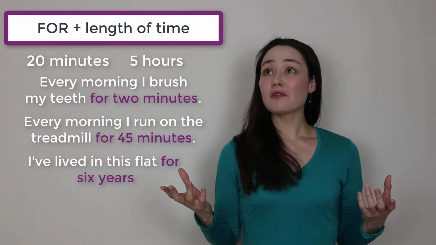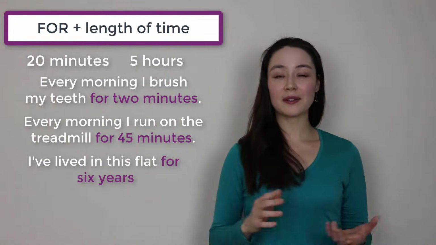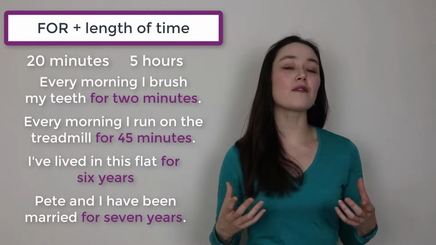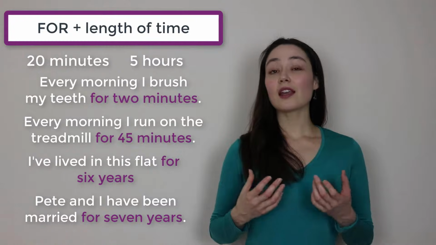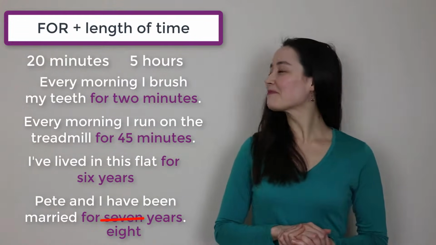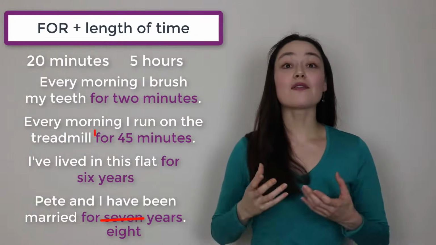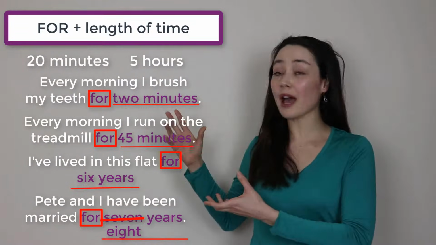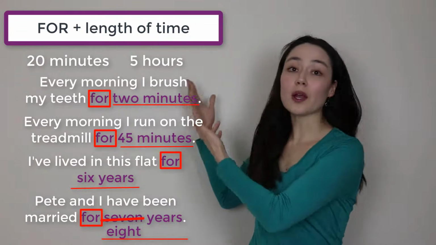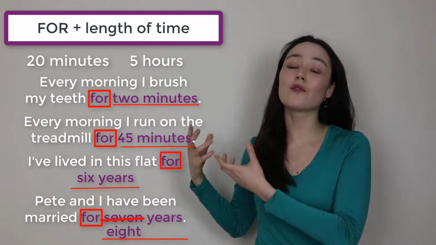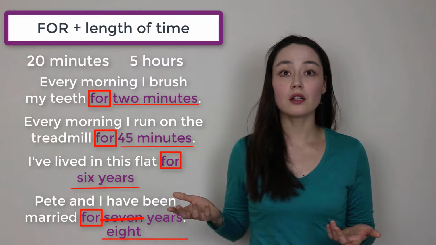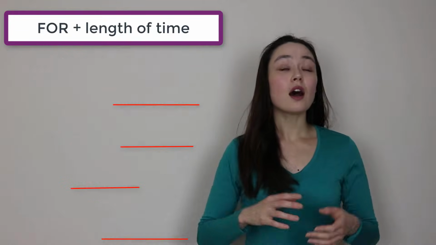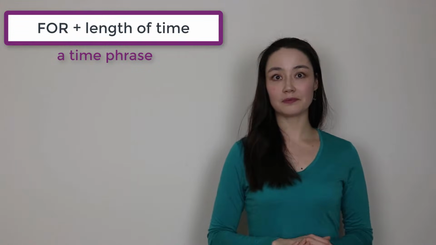I've lived in this flat for 6 years. Pete and I have been married for 7 years. 8 years. With all of these, I have for plus length of time. I also have a number, 25 to 45, etc. The number isn't necessary. It can also be a time phrase.